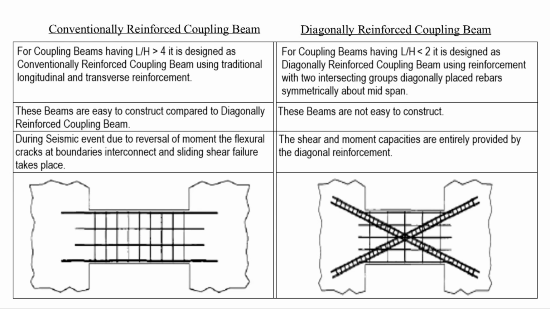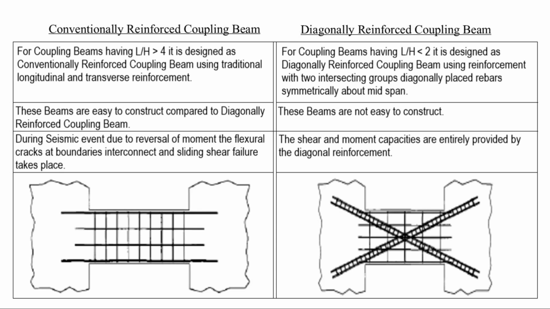For coupling beams having L by H ratio greater than 4, it is designed as a conventionally reinforced coupling beam using traditional longitudinal and transverse reinforcement. For coupling beams having L by H less than 2, it is designed as a diagonally reinforced coupling beam using reinforcement with two intersecting groups of diagonally placed rebars symmetrically about mid-span.